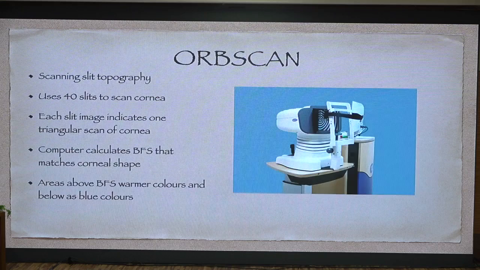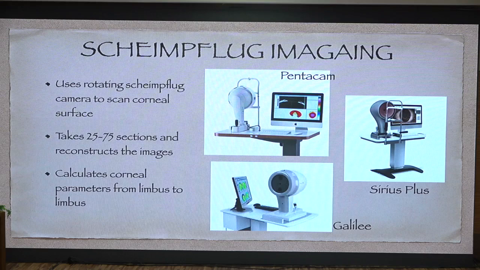Then there are video-based systems also. It uses slit scan photography, and about 40 slit scans are taken. The advantage is that it takes both the anterior and the posterior corneal curvature. Now somehow, with the coming up of the Pentacam and other devices, this is not much used now.